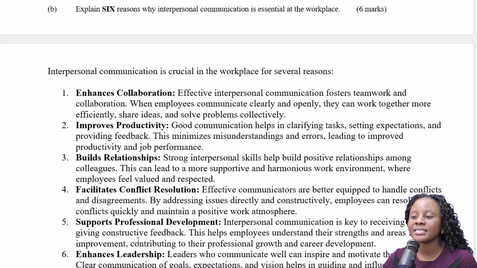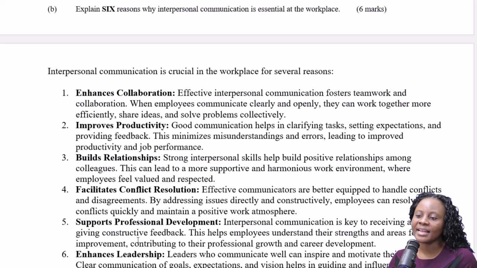And then supports professional development. Yes, it's only through communication that people can develop. It's only through communication that training can be possible. So definitely, if there's effective communication within the workplace, people will be able to develop communication-wise, professional-wise, personal-wise, and so on and so forth. So there'll be room for professional development when there's good or effective interpersonal communication within the workplace.